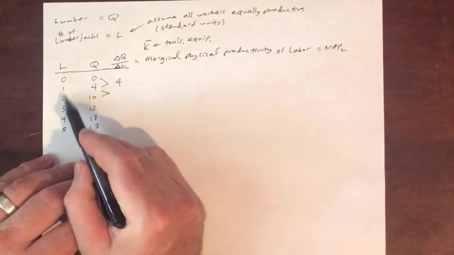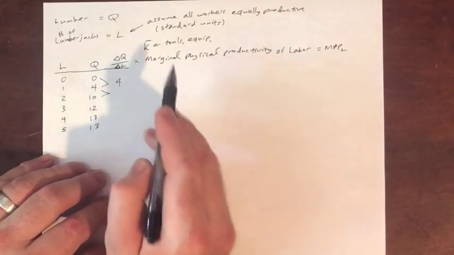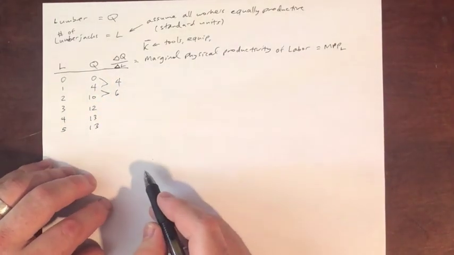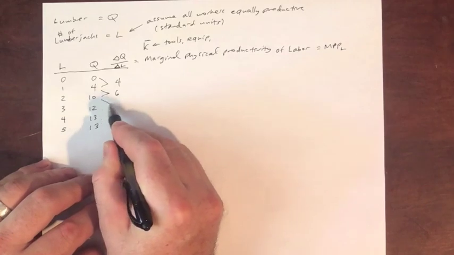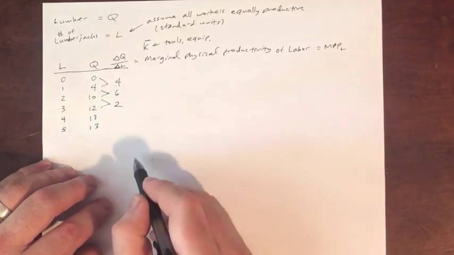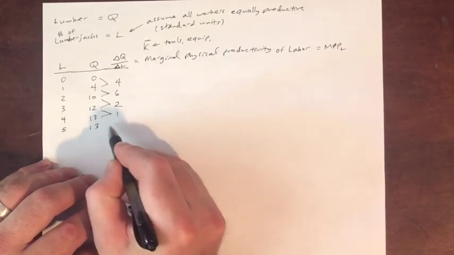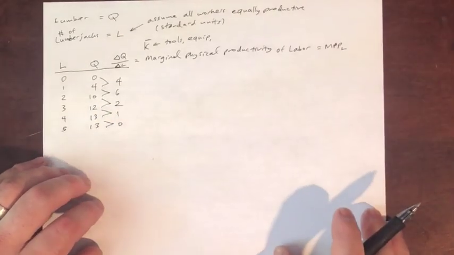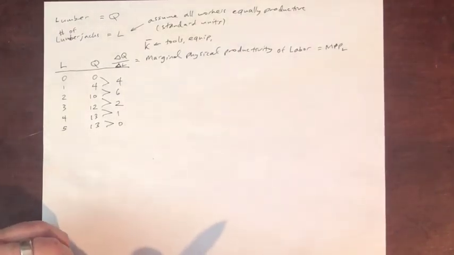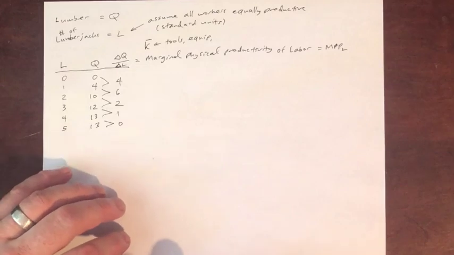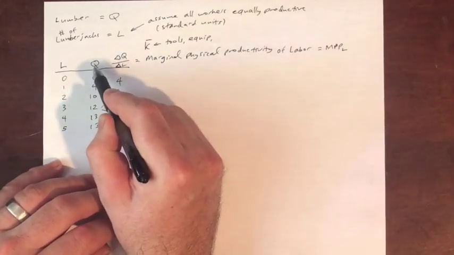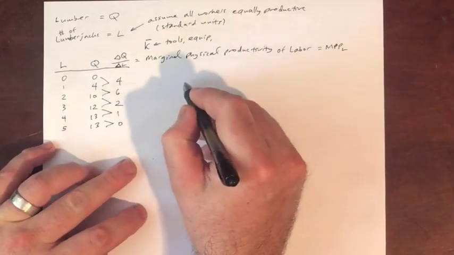We go from 1 to 2, output goes from 4 to 10, so the MPPL there is 6. We go from 2 to 3, output goes from 10 to 12, the change there is 2, then 1, then 0. So we can learn two things from this. The first is what is happening with the total physical product, that's Q. So let's graph that.